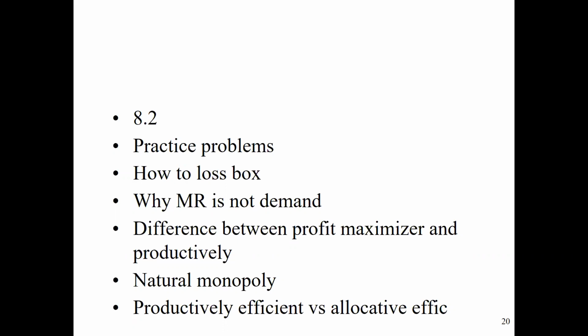So we've got MC, we've got demand, we've got MR. You just always find the profit maximizer and you go up to the price. You bring it up to demand. If it's losing money, the ATC is going to be up here. You just go straight up the profit maximizer line to the ATC and across, and that's your loss box. Okay?